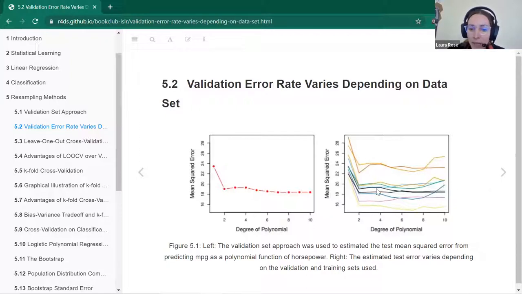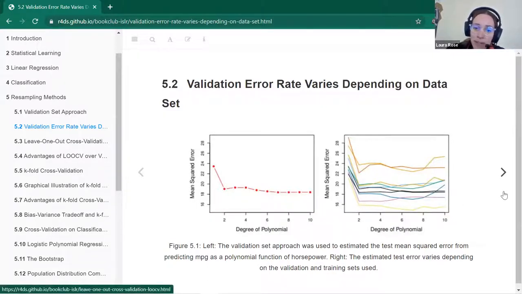And then we can see the validation errors, the estimated test error, really depend a lot on the validation and training sets used. So the process was repeated, I don't know, 10, 20 different times, and in different scenarios, you might choose a different degree of polynomial. We do see a pattern of a big decrease from 1 degree to 2 degrees. So the point of this is, even though there's a lot of variation in that test error rate, there still is a use for the validation set approach.